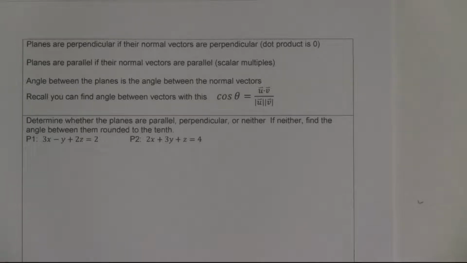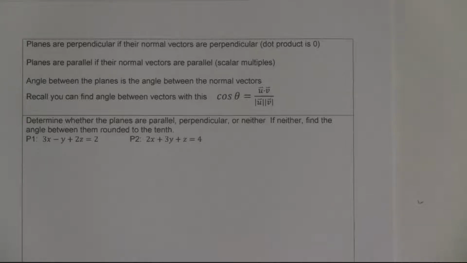Okay, planes are perpendicular if their normal vectors are perpendicular. That means their dot product is 0. Planes are parallel if their normal vectors are parallel, scalar multiples of one another. The angle between the planes is the same as the angle between the normal vectors, which is good, because the normal vector is what we can find easily on a plane. And then we recall that to find the angle between the vectors, it's cosine of theta equals, and then you dot the two vectors with one another and divide by their magnitudes.